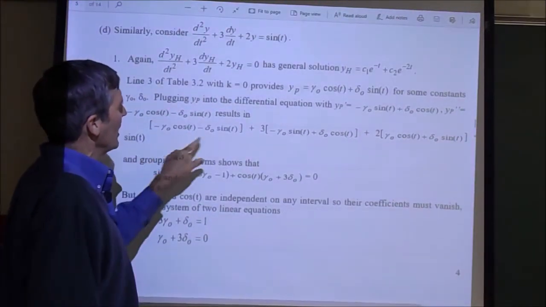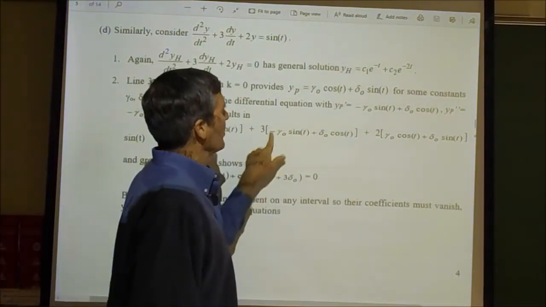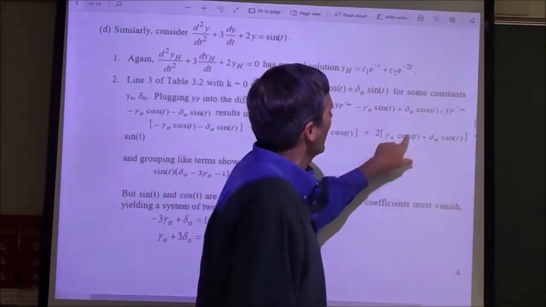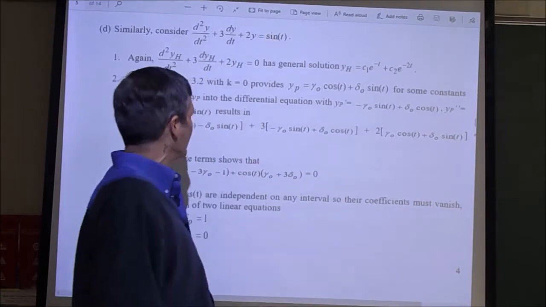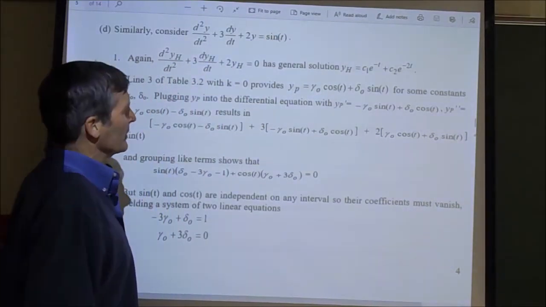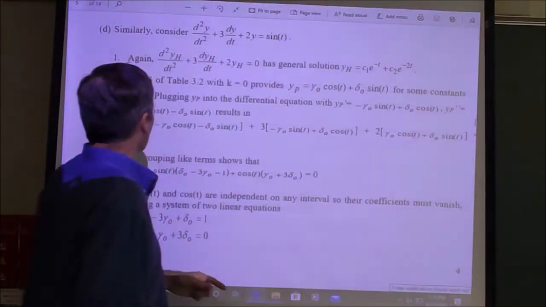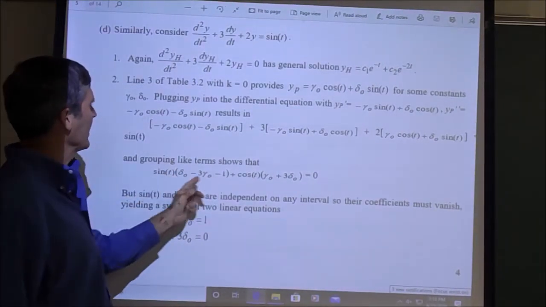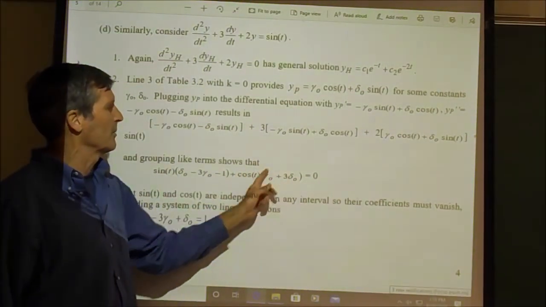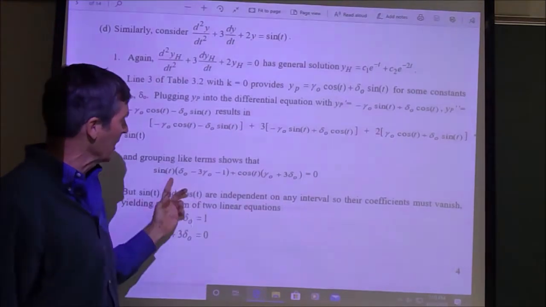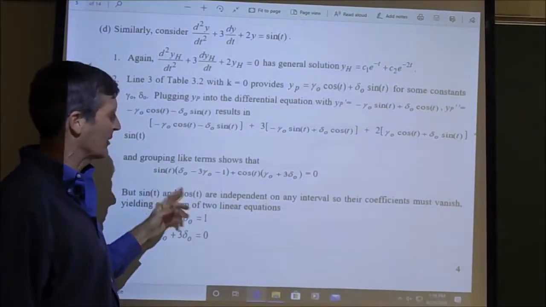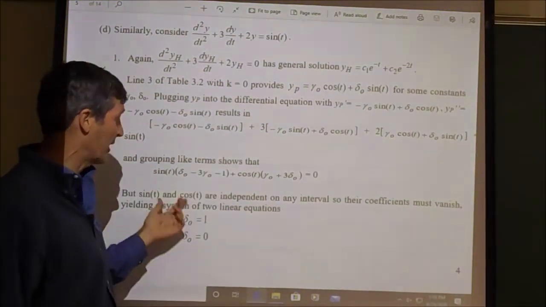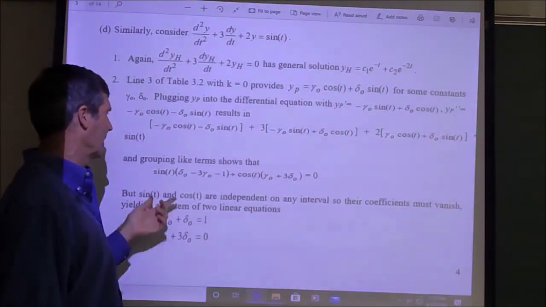Here's y double prime plus 3 times y prime plus 2 times y, all equals the right-hand side sine t. And if we subtract the sine t over and group like terms, we have sine t times a bunch of stuff plus cosine t times a bunch of stuff equals 0. Remember, sine and cosine are independent. You wouldn't think so since they're the same shaped wave just moved over, but they actually are. The Wronskian proves it, right?